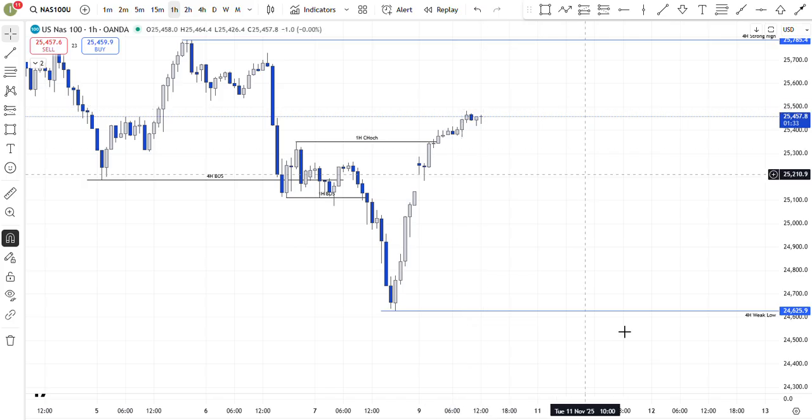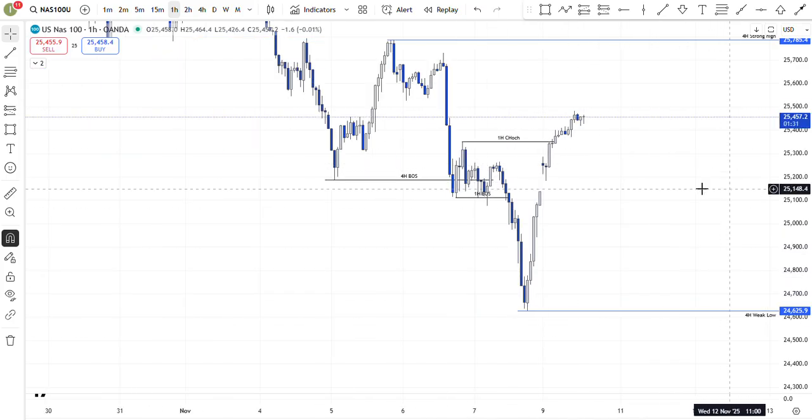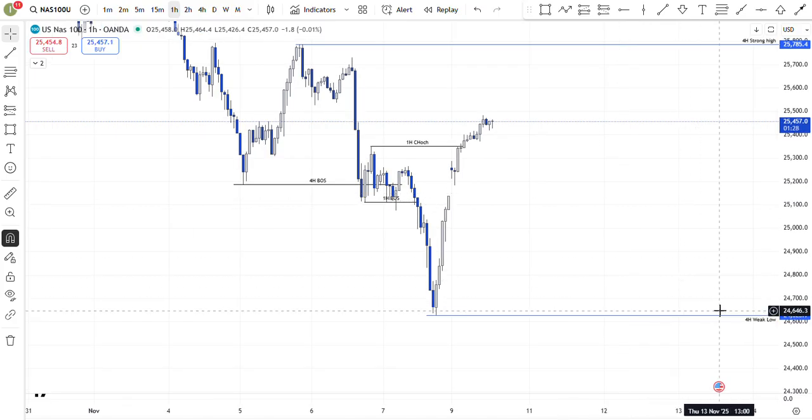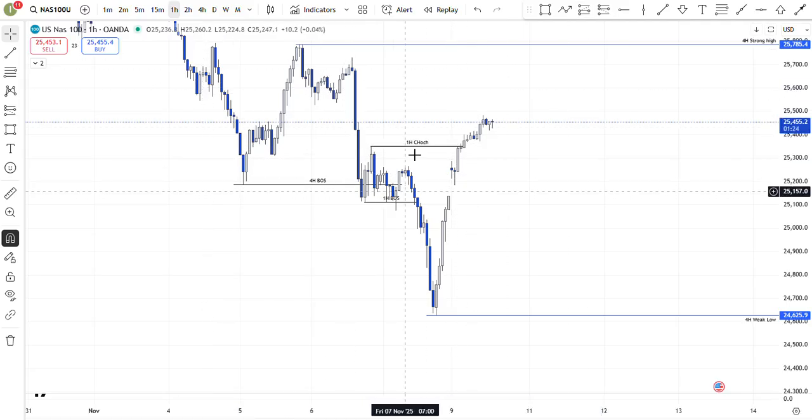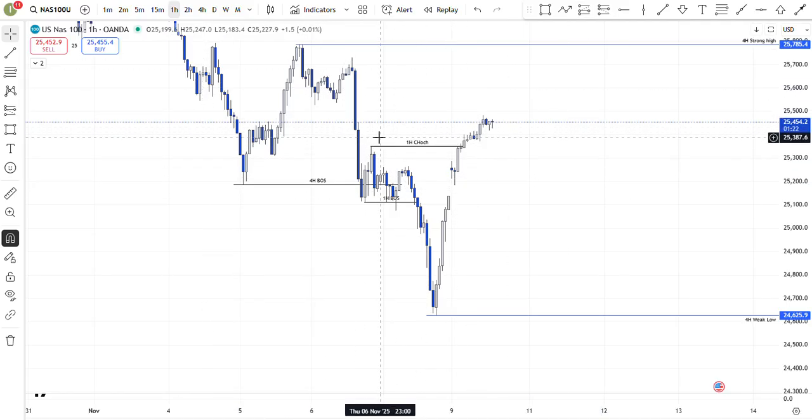So if this is the weak low and that remains in place, our expectation is that price will go down to this level from somewhere up here. Even though we've had a 1 hour CHoCH, the higher time frame is king, and that is going to give us our directional bias until it tells us otherwise. So we're going to look for levels that will give us that information.